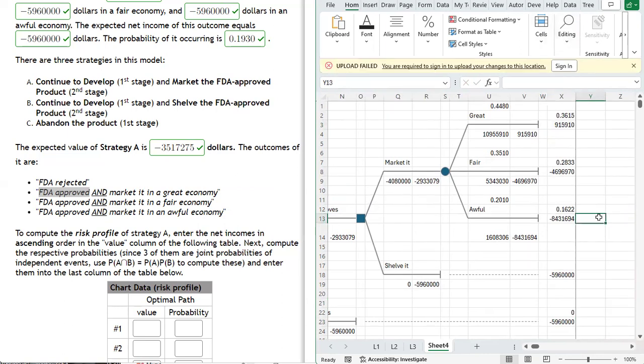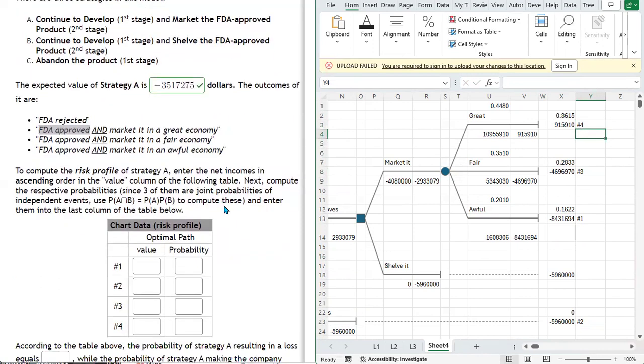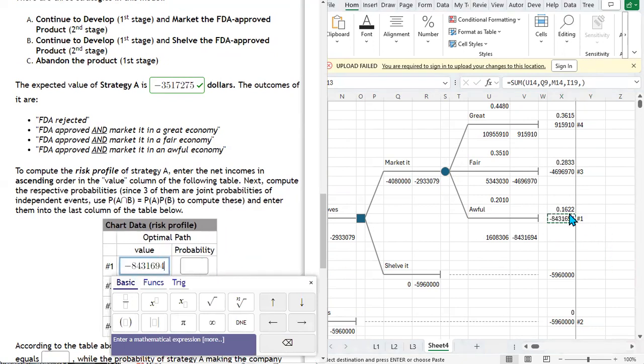The risk profile goes from the lowest value to the highest value. This is the lowest value, so this is going to be number one. Of the remaining, which one's the lowest? The next one is negative 5.96. This is number two. And then of these two, the lowest is the negative one, right? This is number three. And this would be number four. So number one, its value is that with a probability of 0.1622.